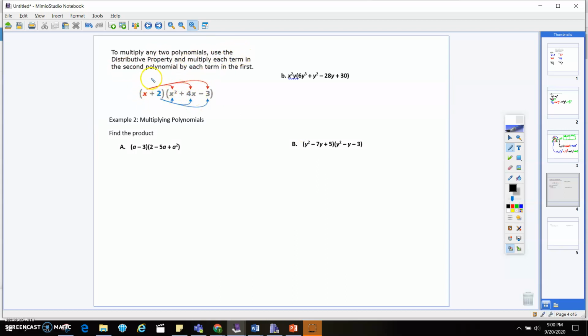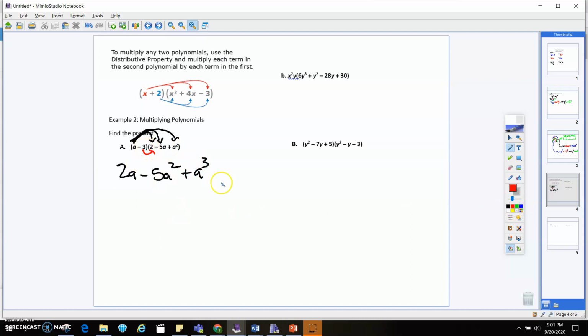And multiply each term in the second polynomial by each term in the first parentheses. Okay? So A is pretty simple, but we're going to do it together. A times 2 is going to give us 2A. A times negative 5A is going to give us negative 5A squared. A times A squared is going to give us A to the third power. And then we're going to take the second term and we're going to share it.